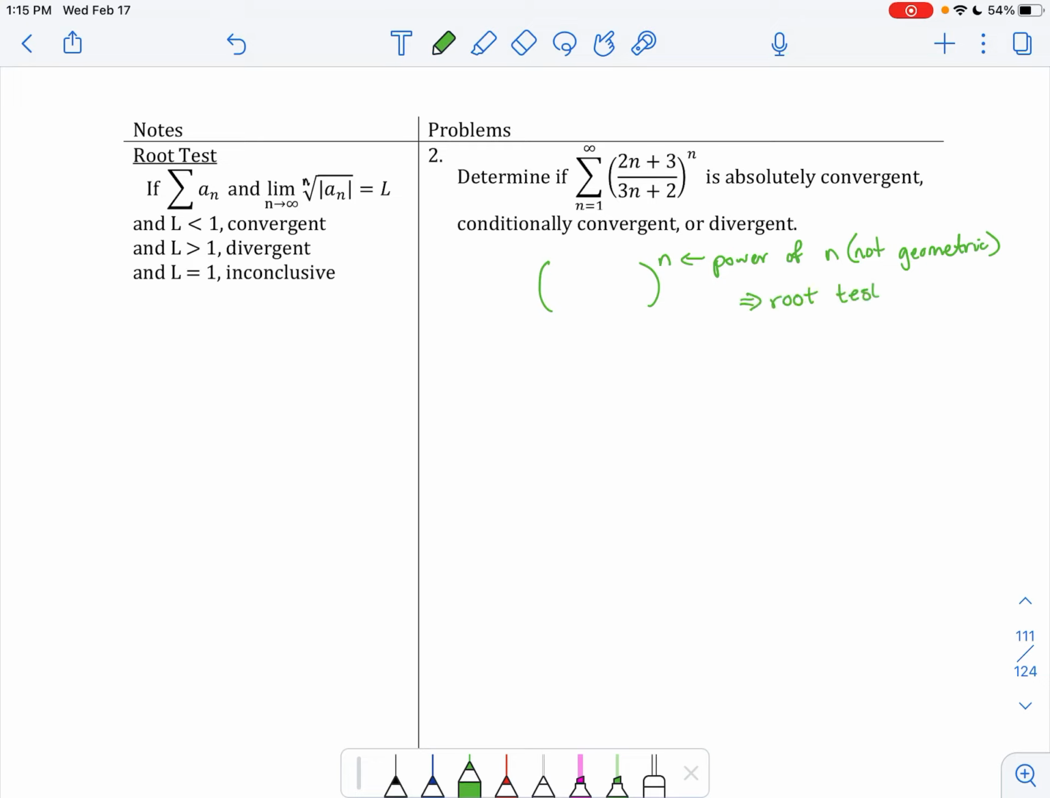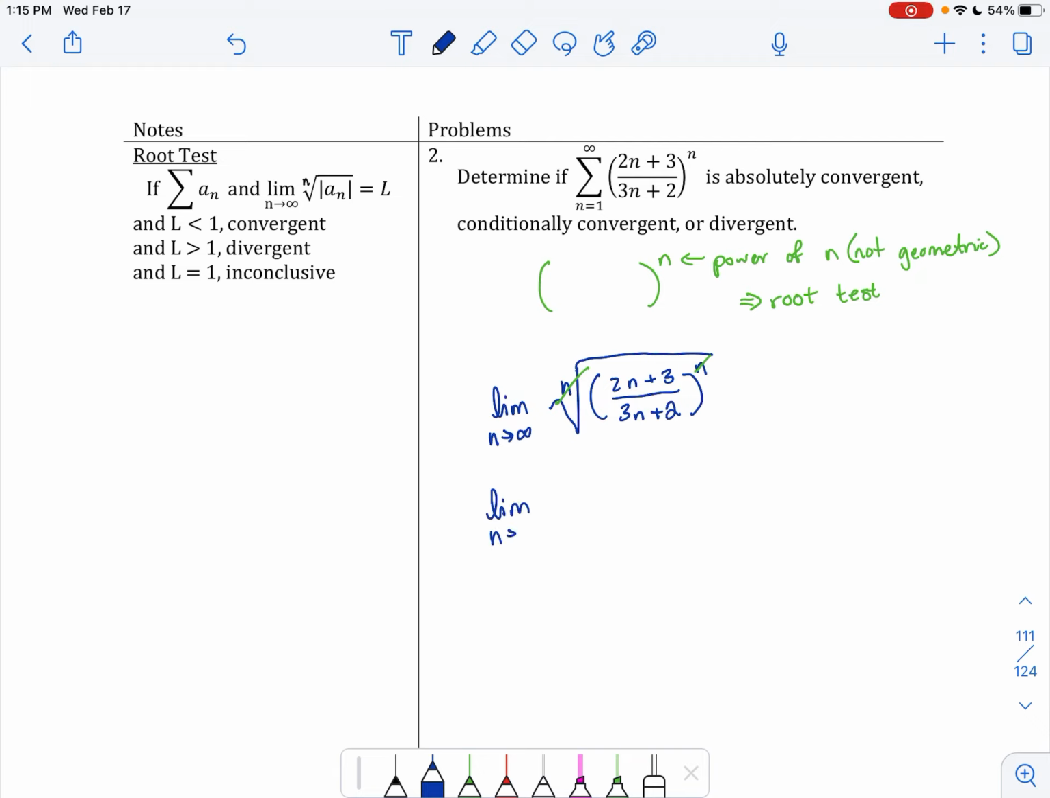But if you have a power of n and not a geometric series, that means that you should use the root test. And the reason for this is that when I set up my limit, as n approaches infinity of the nth root of the series, so (2n plus 3 over 3n plus 2) to the n, you'll notice here, oh, the nth root and the power of n cancel out. That's why we want to use the root test for these types of problems.